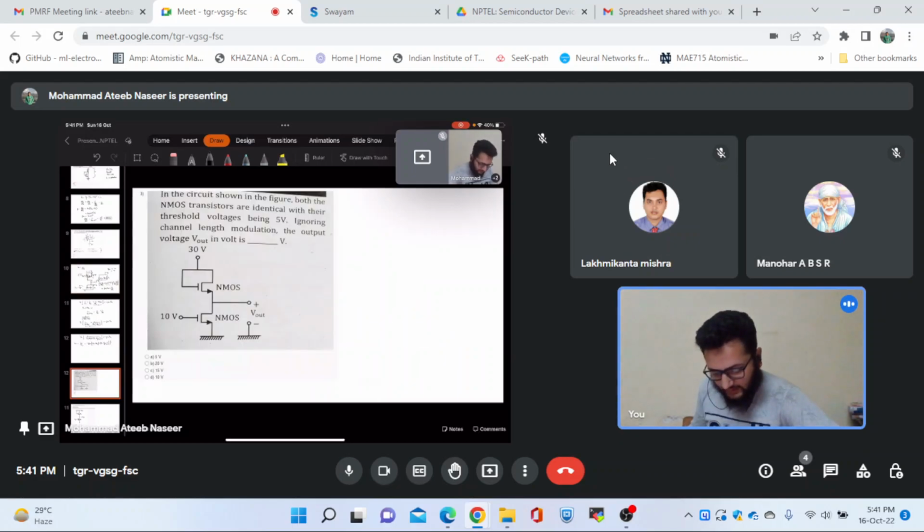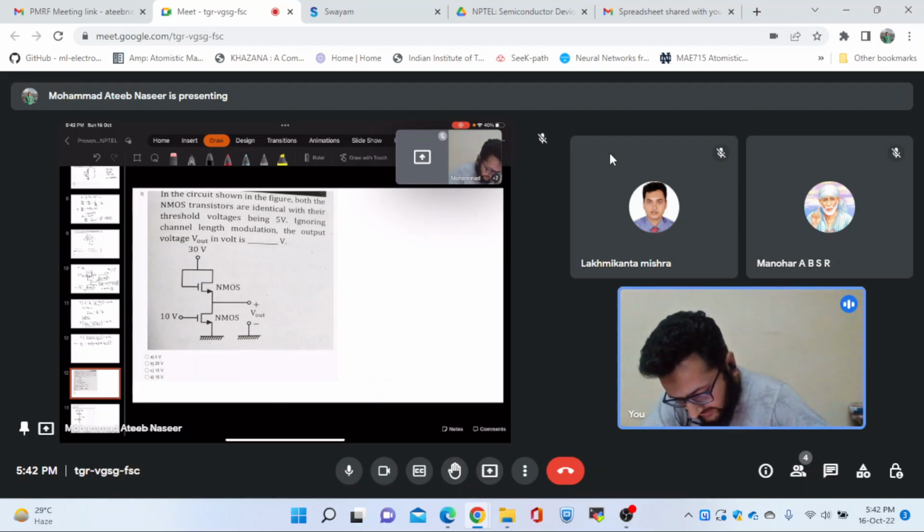So let's move towards another problem. It says that we have this circuit in the figure, and both are NMOS transistors. The NMOS transistors are identical with the threshold voltage being 5 volts. We have to ignore the channel length modulation. Had this been the condition over there, we would have neglected that resistance, but in here we have been told that we have to neglect this channel length modulation only.